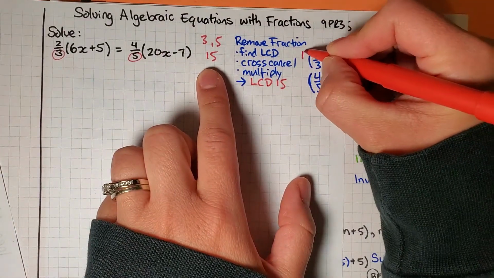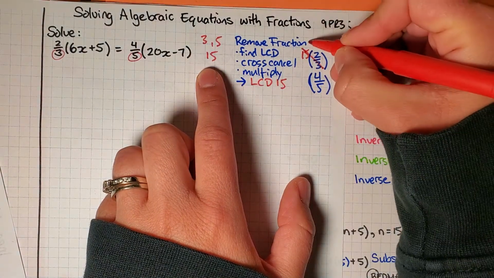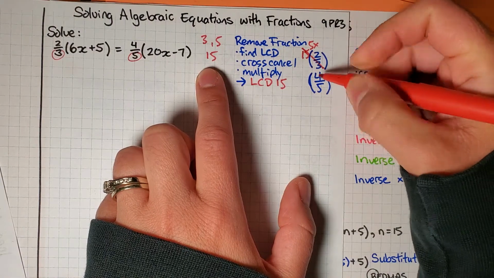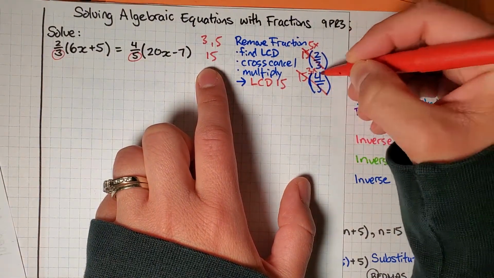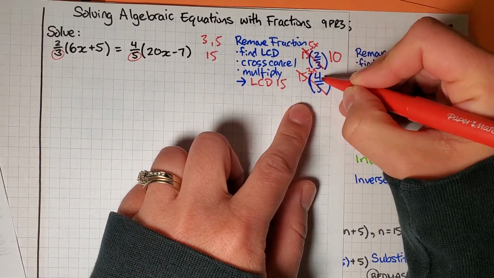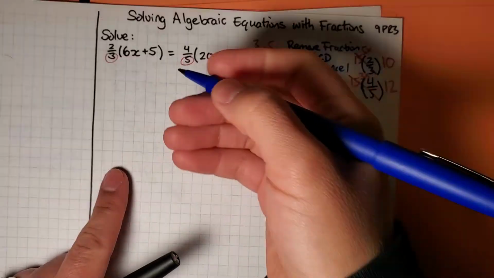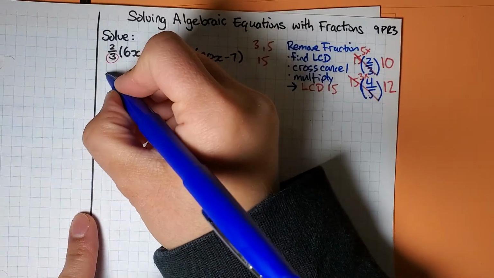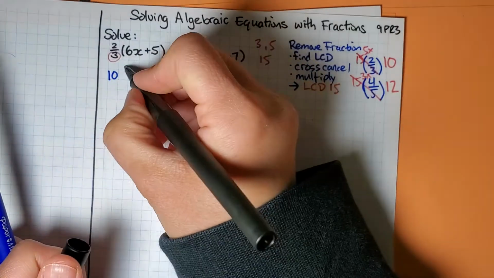I'm going to times this fraction by 15. 15 divided by 3 is 5, so it'll be 5 times 2. 15 divided by 5 is 3, and that'll be times by 4. So you're going to get 10 up here, and you're going to get 12 down here. I'll rewrite the equation with these new numbers instead of the fractions.